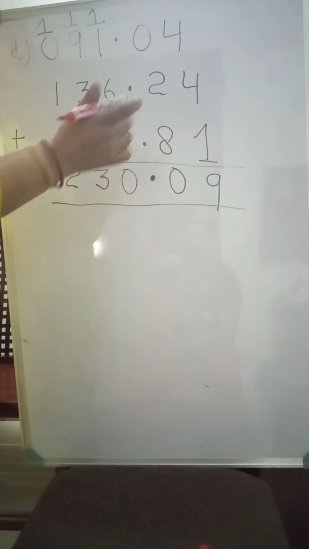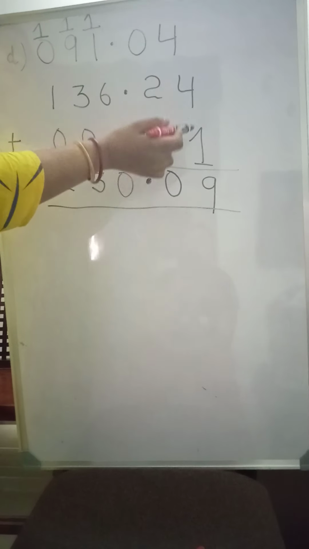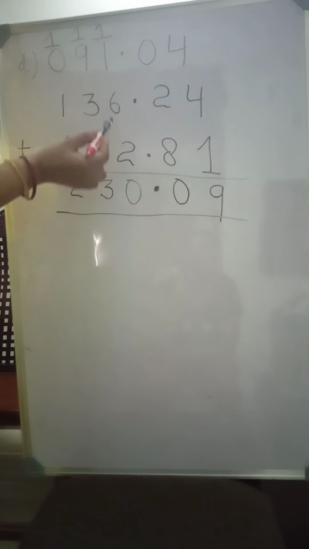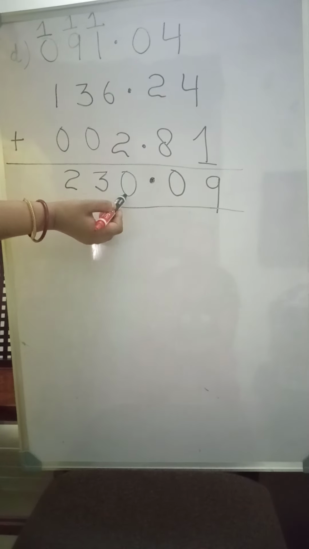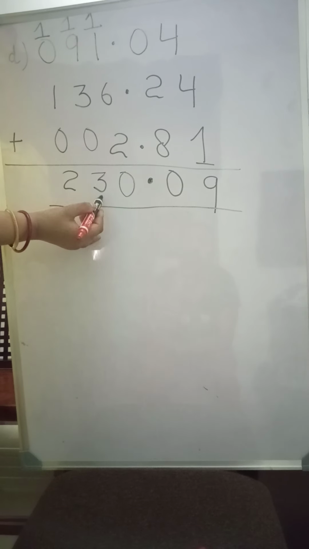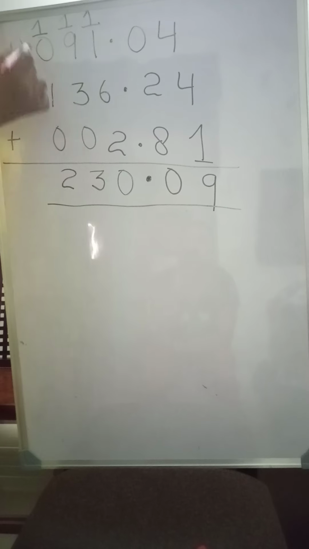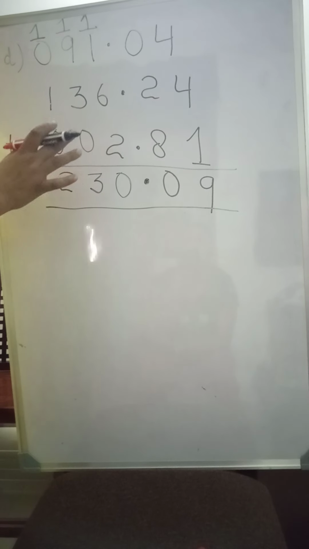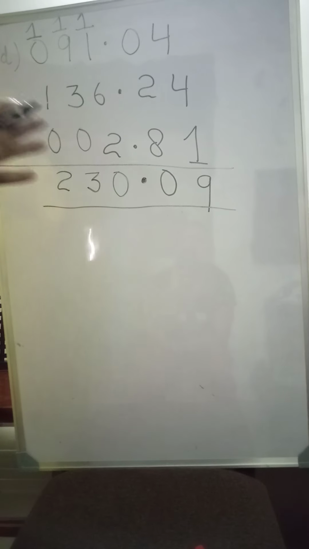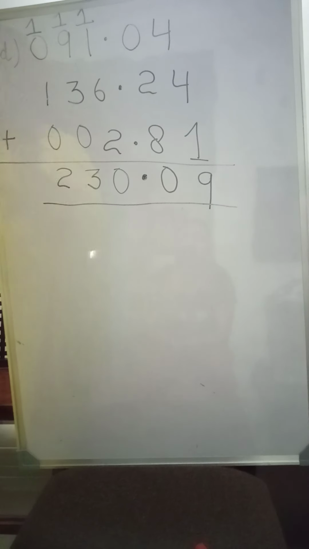Okay children, now let us check it. 4 plus 4, 8 plus 1, 9. 8 plus 2, 10, 0, 1 carry over. 6 plus 2, 8 plus 1, 9 plus 1, 10, 0, 1 carry over. 9 plus 1, 10 plus 3, 13, 3, 1 carry over. 1 plus 1, 2. So in this way you have to do the addition when the digits are already arranged in column.